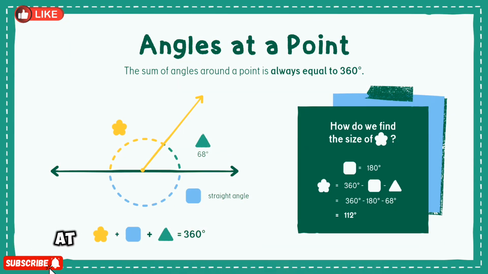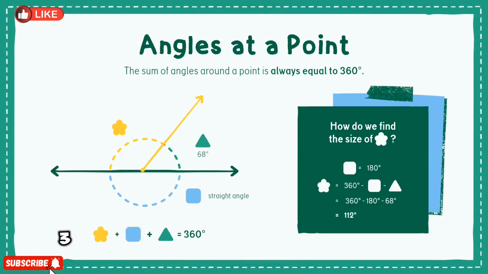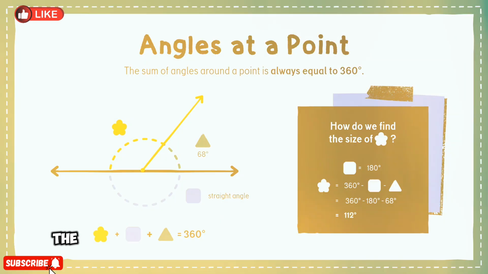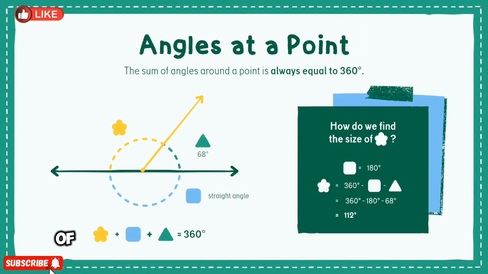Now angles at a point. The sum of angles around a point is always equal to 360 degrees. All angles whose sum equals 360 degrees form a circle. For example, if two angles are given from the three angles, how do we find the size of the third angle? We have to add the two given angles and subtract from 360 degrees.